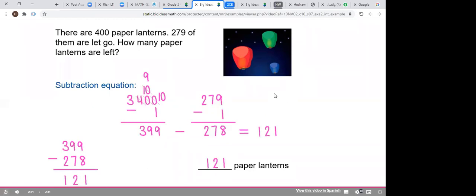Now, my lovely boys, please, all of you write this equation. 399 minus 278 equals 121. Right here, 121. Don't forget, grade 2, that how many left means minus. Subtraction. If you find how many left, make minus.